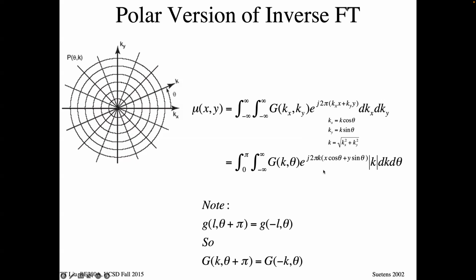And when you do a coordinate transformation, you also have to take care of the size of the differential element, which is the Jacobian. So the Jacobian, to go from a rectilinear dkx dky into an element that is dk d theta, it turns out the factor of k has to also be put in there. And you can do that just by taking the derivatives of these terms.